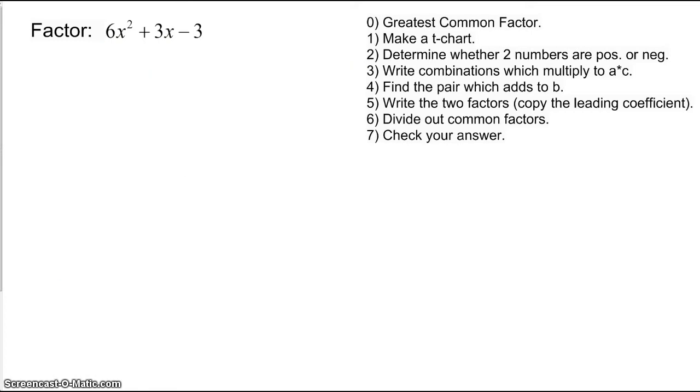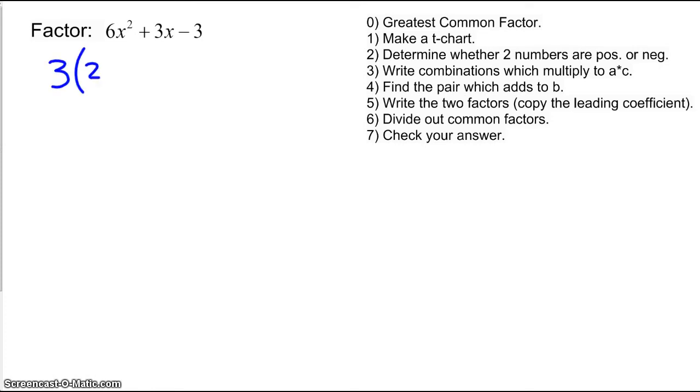All right, one more example. We have 6x squared plus 3x minus 3. Pause the video, try this. Okay, welcome back. So actually, it looks like we might be able to take a common factor out here. Maybe I could take a 3 out. It looks like a 3 could come out. Let's do that first. Let's pull a 3 out.